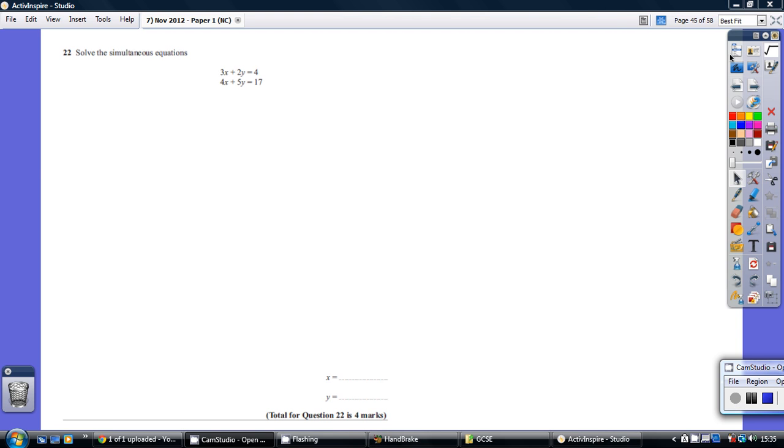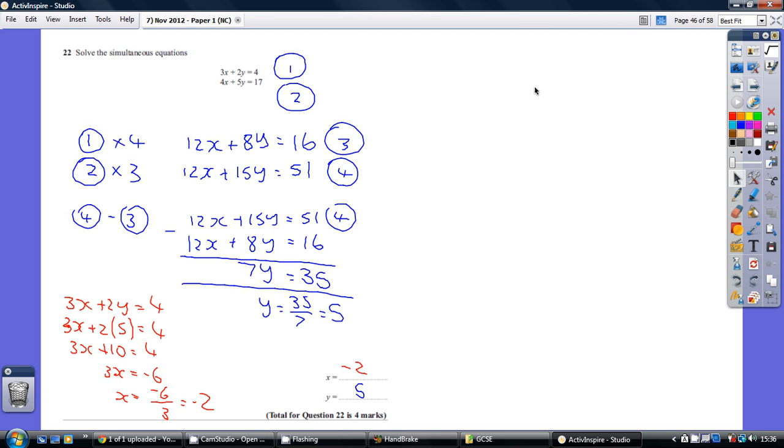Question 22, have a go at this simultaneous equation. Okay, so a fairly straightforward simultaneous equation question. What we need to do is have the same number of x's or the same number of y's. Now I'm going to choose to line up the x's. So how am I going to do that?